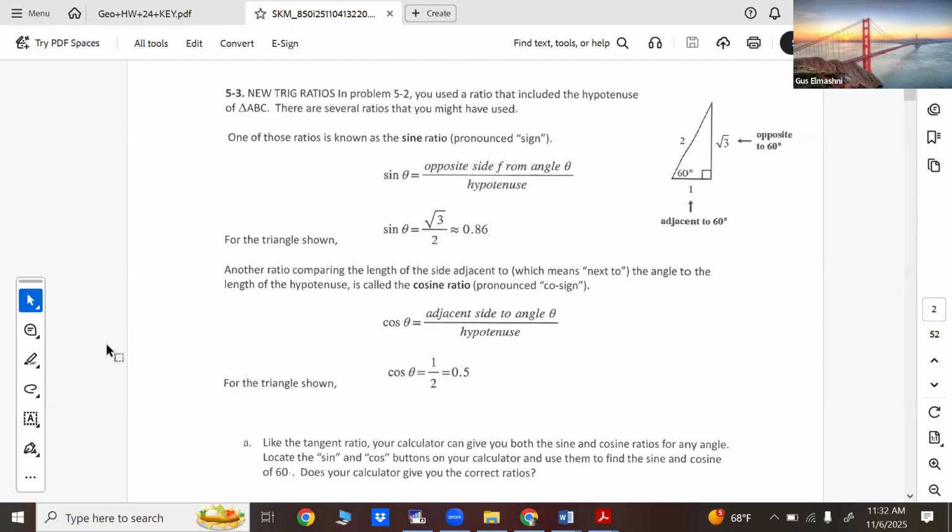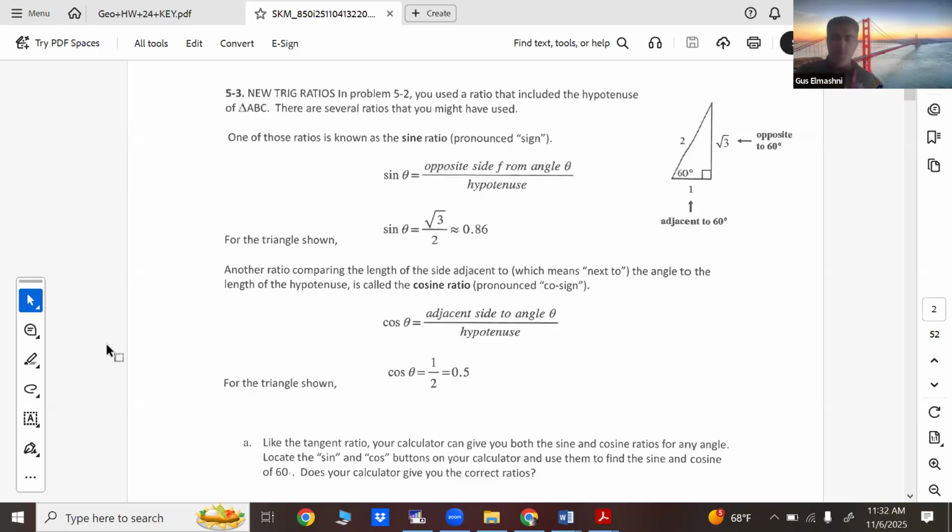So cosine is actually called a complement. We talked about complementary angles a while ago, but we'll have to come back to that later. Complementary angles add up to 90. And of course, these two angles add up to 90. So cosine stands for the complement. It complements the sine function. For sine, you do opposite over hypotenuse. For cosine, you do adjacent over hypotenuse.